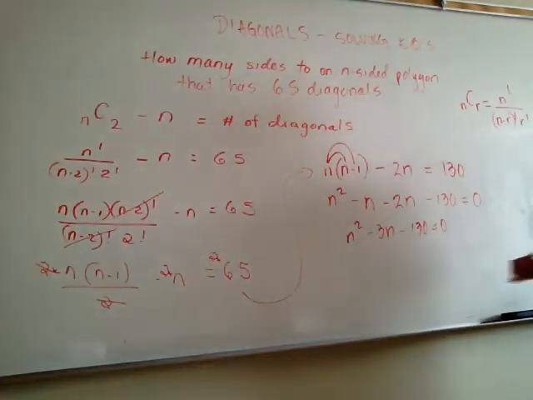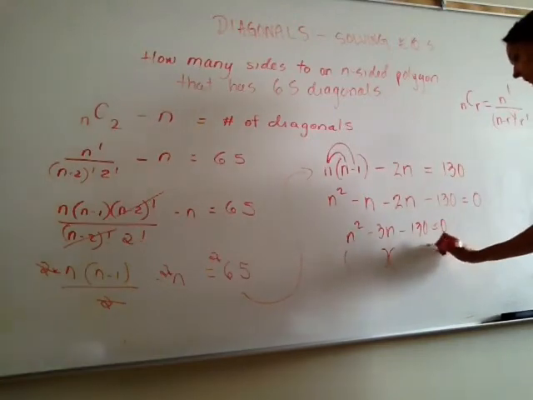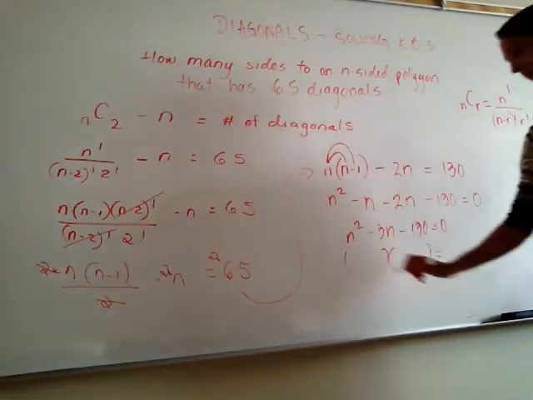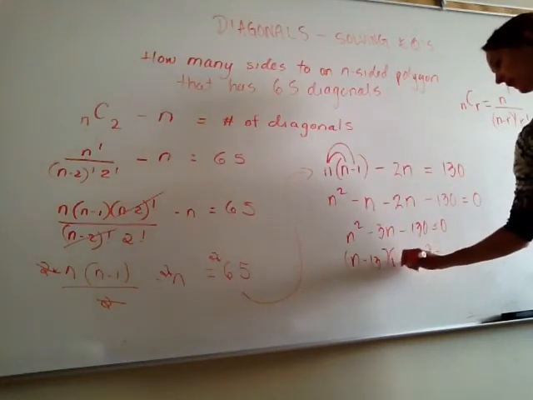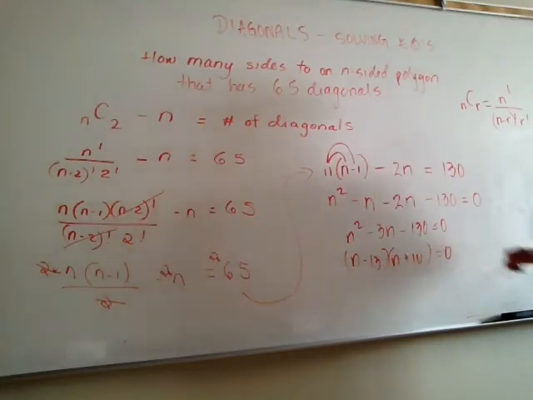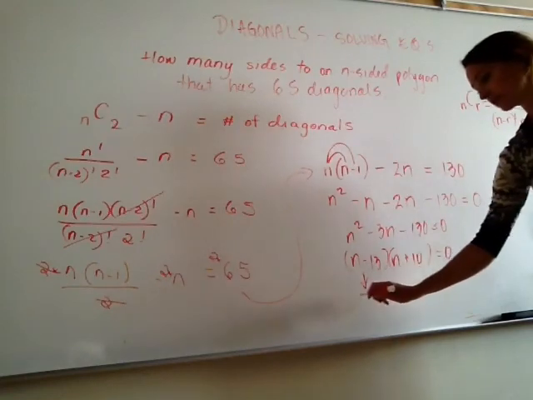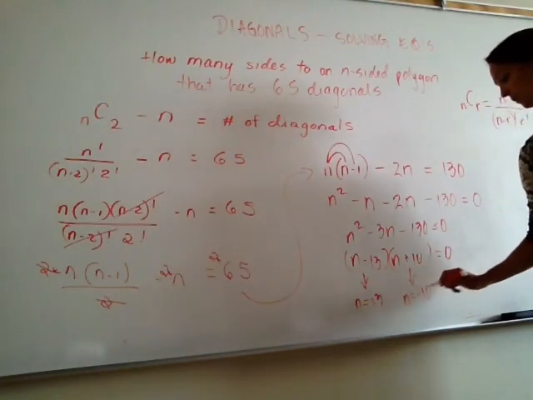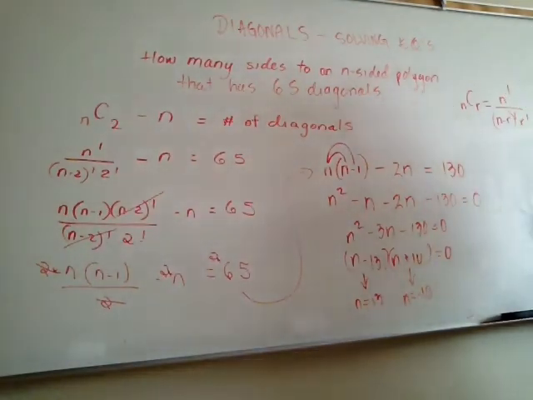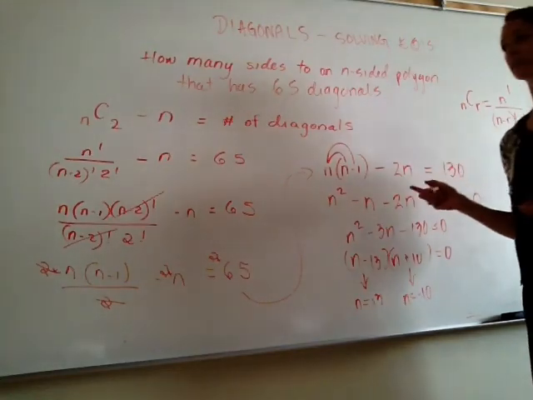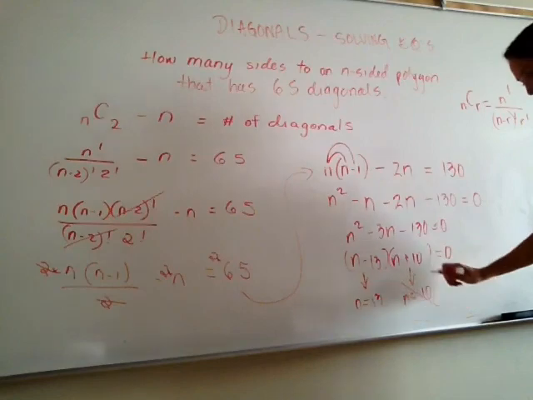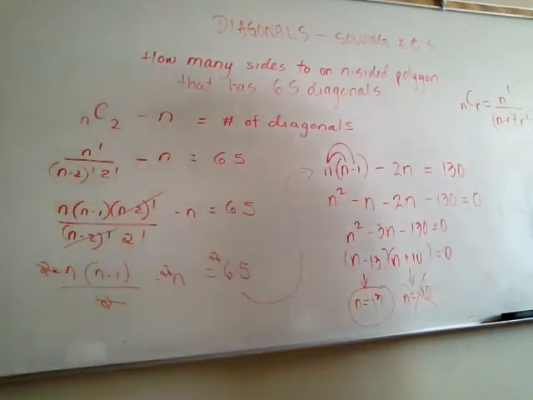Next step, we're going to factor two numbers that multiply to negative 130 and add to negative 3: negative 13 and positive 10. Now our solutions are n equals 13 and n equals negative 10, which is the extraneous solution. Just to review why, n factorial can only be natural numbers. So ditch the negative. We have 13 sides to this polygon.